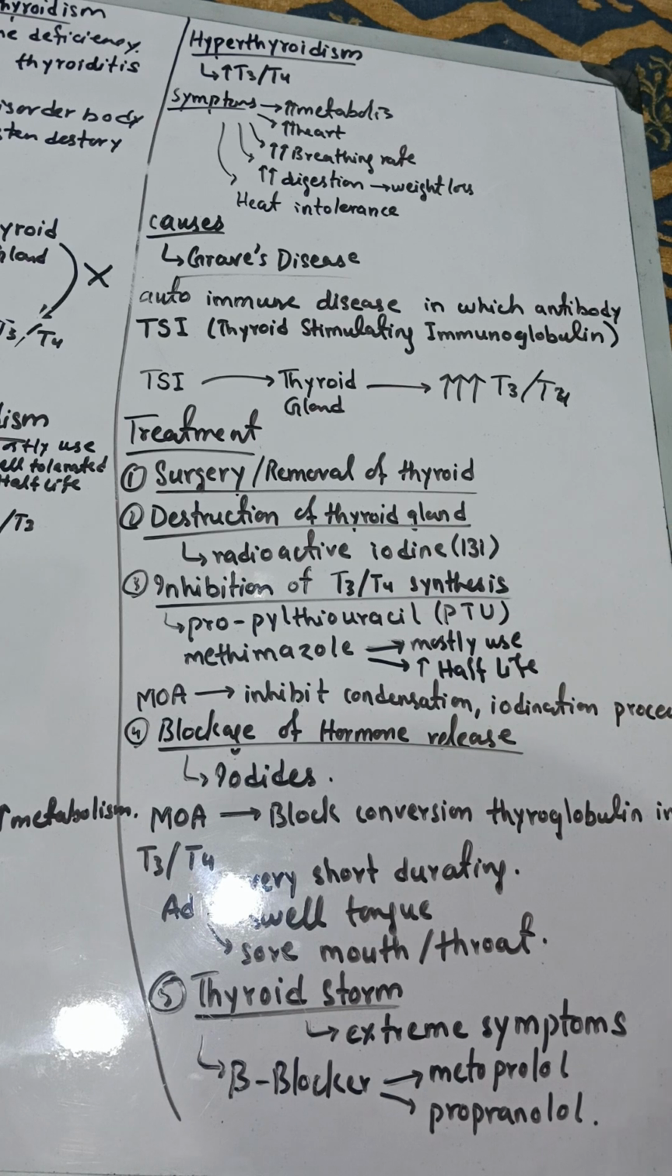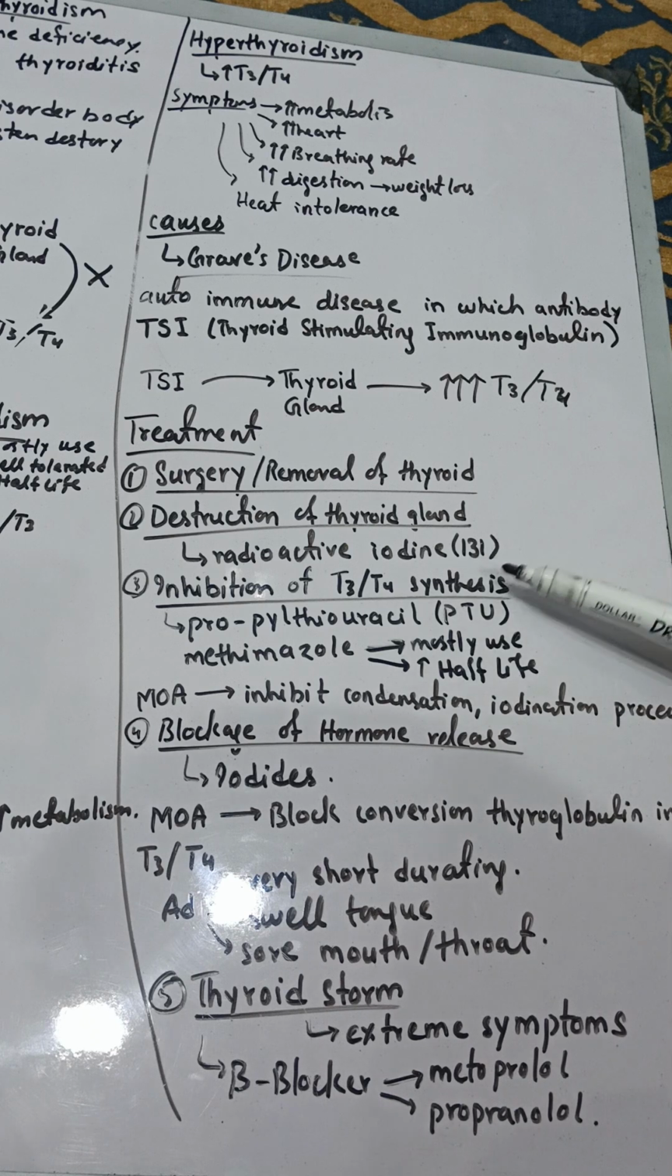It is a radioactive method in which radiation is given to the patient, and the thyroid gland is destroyed and removed. But this method has adverse effects, so it is not mostly used. But in some patients it is used. After some time the patient will develop hypothyroidism, so they will start taking drugs used to treat hypothyroidism, like levothyroxine.